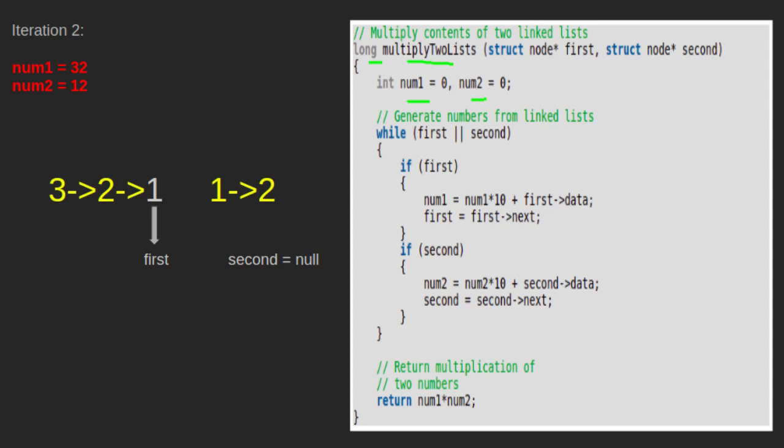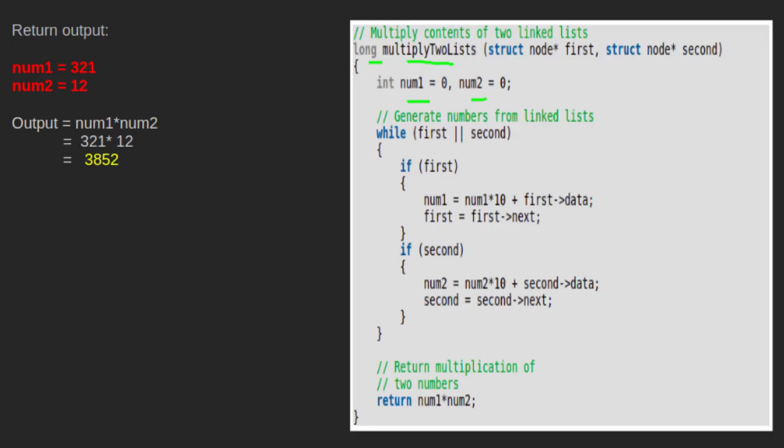Since first is still not null, it will again iterate and will update num1. So num1 will be equal to 32 into 10 plus 1, which makes num1 as 321, and will update first with next of first, which is null. Since second is already null, it will not enter the second if condition. Since both first and second are null, we will stop the traversal. So we get num1 as 321 and num2 as 12.